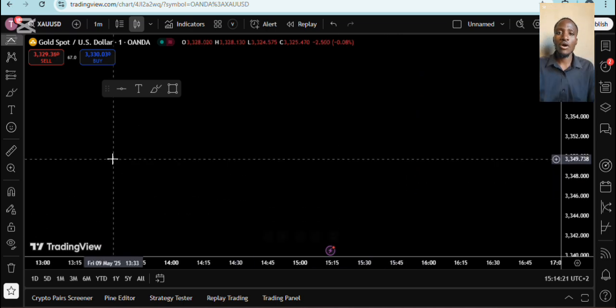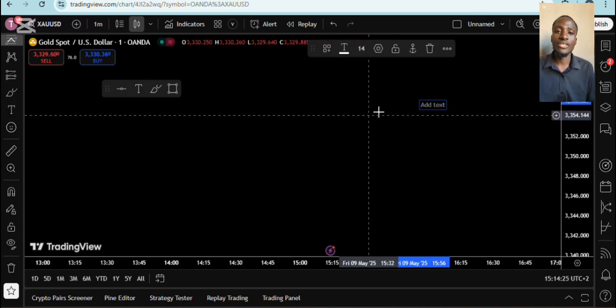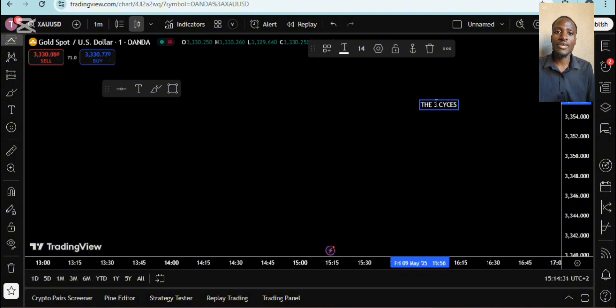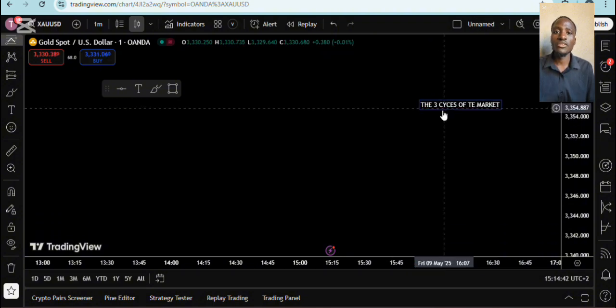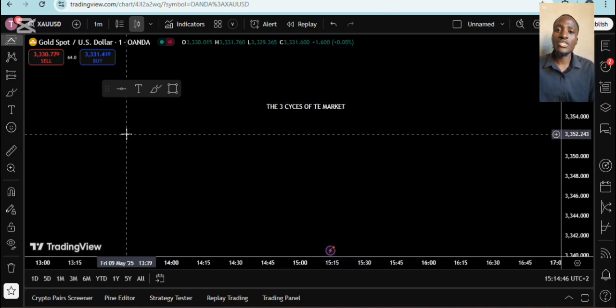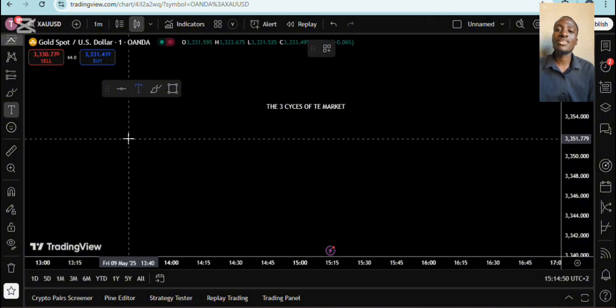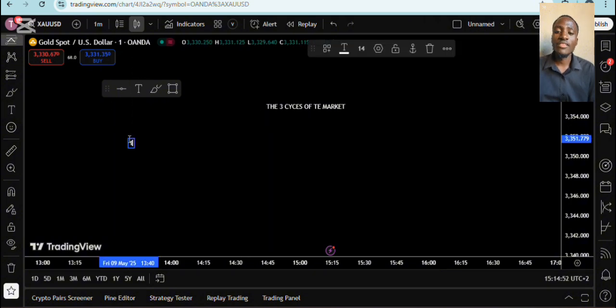Alright, so I'm just going to write the heading, the 3 cycles of the market, and move it to the middle. The first one is called accumulation. Let me select my text and write accumulation.